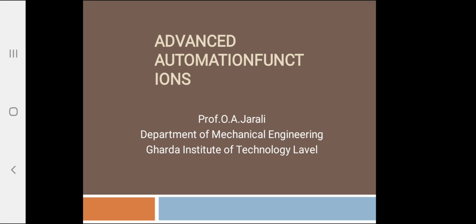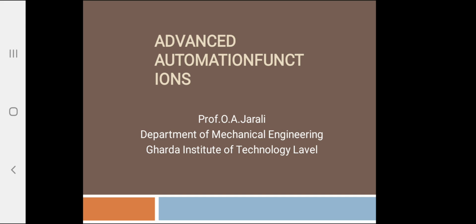In the last lecture we discussed our syllabus. Total 6 modules are there. Then we started the first module, that is Introduction to Automation. We discussed the definition of automation and then elements of automation, in detail in the last lecture. So today we will continue the first module. In this session we will discuss advanced automation functions.